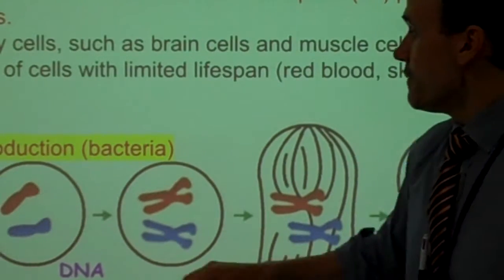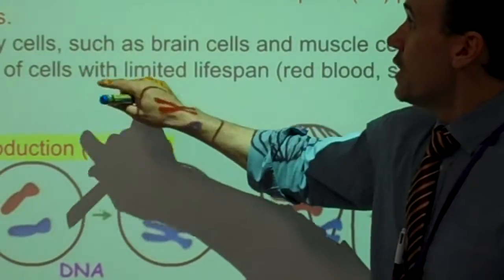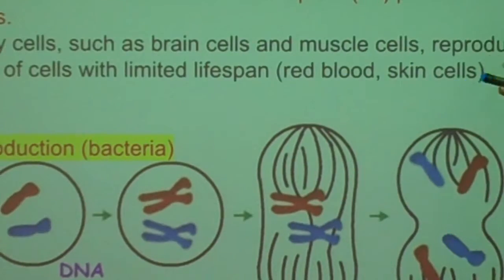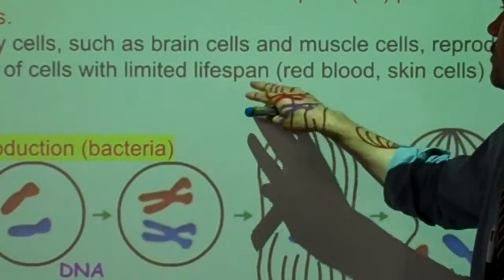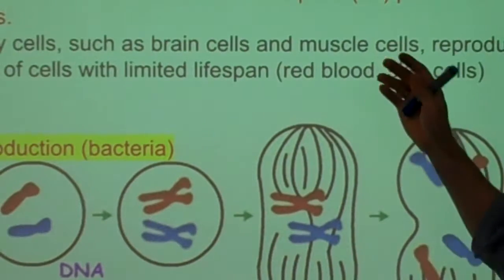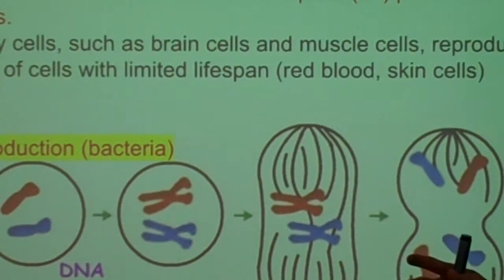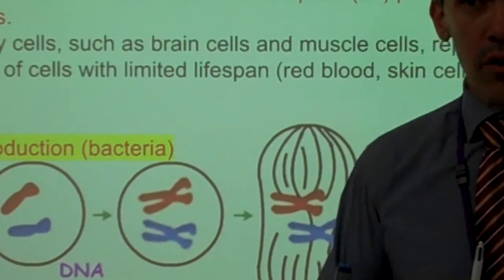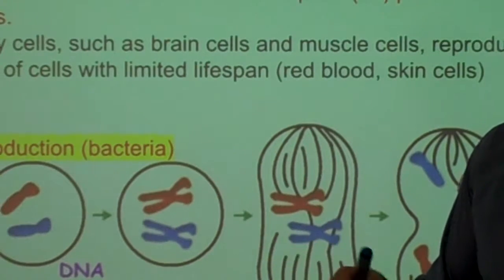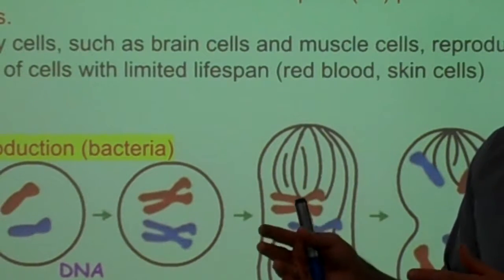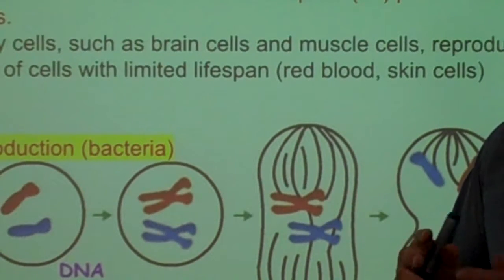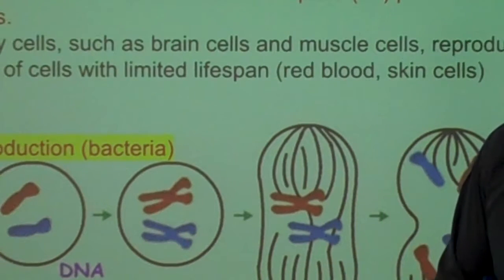Okay? So you can see here, this occurs in ordinary body cells, all of them except sex cells. Brain cells, muscle cells reproduce by mitosis. Replacement of cells with limited lifespan, red blood cells and skin cells and everything. Everything that needs to be replaced, this is occurring. It's for growth. So when you're a baby, when you're born, you're quite small. You're maybe 3 kilograms. And when you're an adult, you're 50 or 60 or 70 kilograms. Your cells aren't bigger. The number of cells you have has literally increased. And that increase has occurred through mitosis.